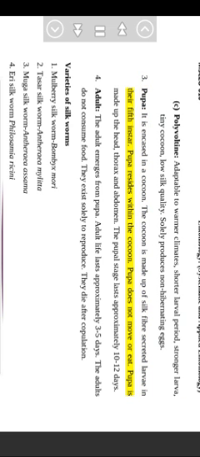Pupa resides within the cocoon. Pupa does not move or eat. Pupa is made up of the head, thorax and abdomen. The pupal stage lasts approximately 10 to 12 days.